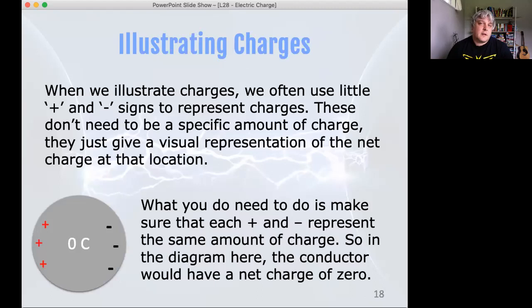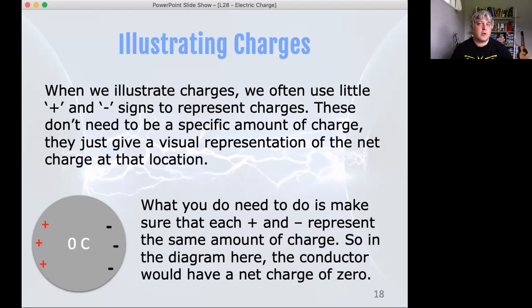When we draw diagrams to illustrate charges, which you will be expected to do when you're dealing with a scenario involving charge, we often use little plus and minus signs to represent the charges. They don't need to be a specific amount of charge. They can be if you know the exact amount of charge. Remember the unit for charge is coulombs. So say we had a charge of 3 coulombs, you might draw 3 plus signs, each one representing 1 coulomb.